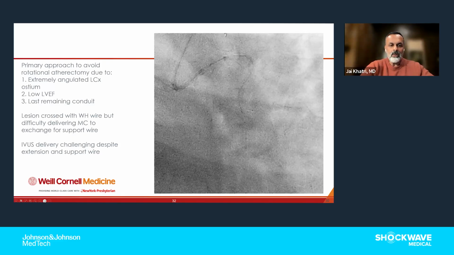I wasn't really too sure how well he'd tolerate that with his low EF, and this being his last remaining conduit, I certainly didn't want to have some terrible injury here. So ultimately, we were able to get a microcatheter and a wiggle wire down and did some intravascular imaging, and we can go to the next slide.